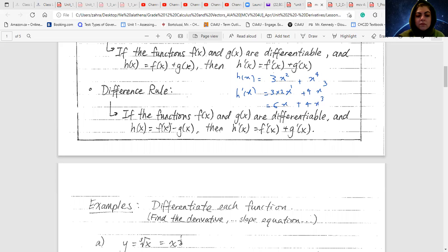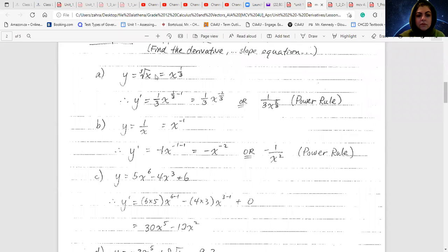Same way, if between the functions is minus, you just take the derivative of each individual function. Here it has a typo, it should be minus between them. Okay, see, we have examples we do here.